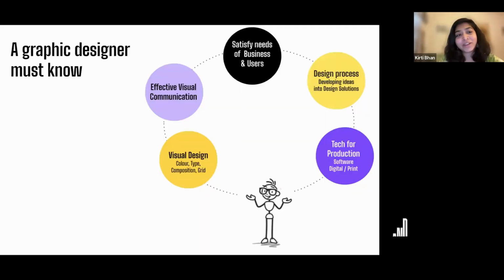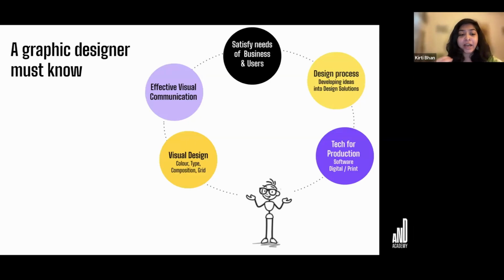So taking you further, what a graphic designer must know. We can see a nice visual with these 5 circles that have individual characteristics and things that a graphic designer must know. So basically we start with the visual design, the very basic. A graphic designer must have an understanding of the core elements of visual design, which includes color, typography, composition, and grid systems. And these fundamentals help us create balanced, engaging, and aesthetically pleasing designs.